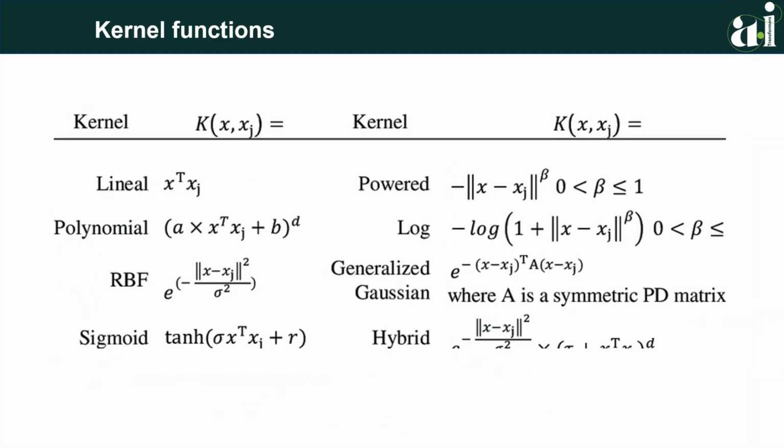SVM supports a number of kernels including linear, best for simple data; polynomial, which creates curved boundaries; RBF, radial basis function, great for intricate patterns; and sigmoid, often used for probabilistic models.